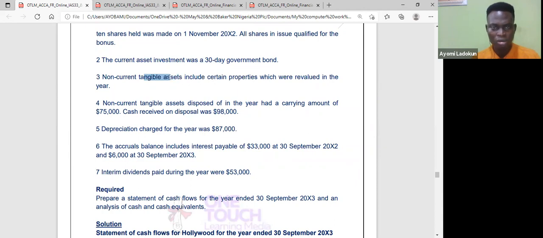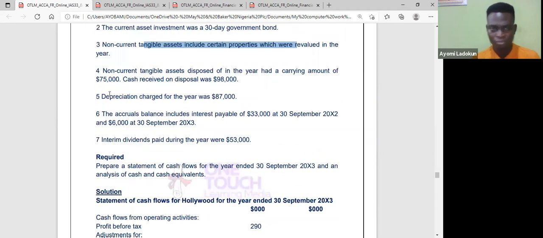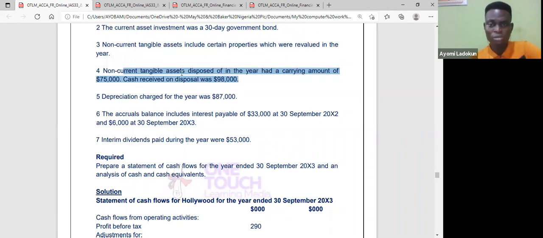Non-current tangible assets include certain properties that were valued at the start of the year. Non-current tangible assets disposed in the year had a carrying amount of $75,000. Cash received on disposal was $98,000. Depreciation charge for the year was $87,000.